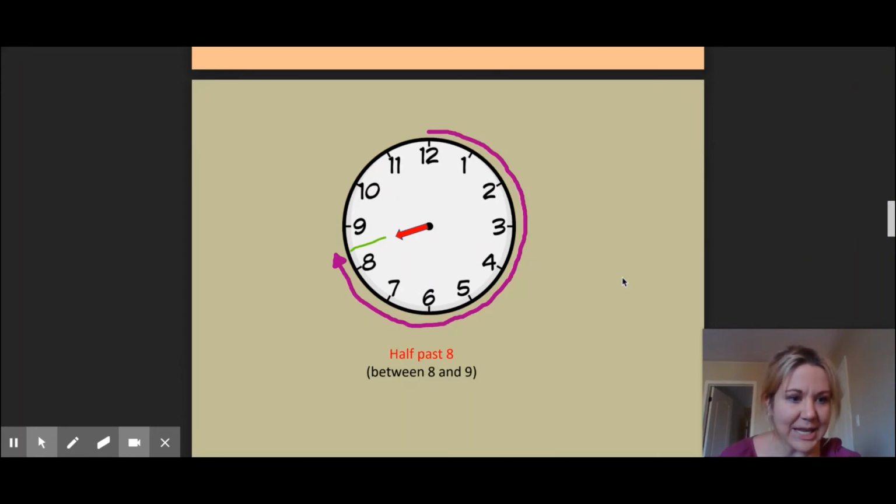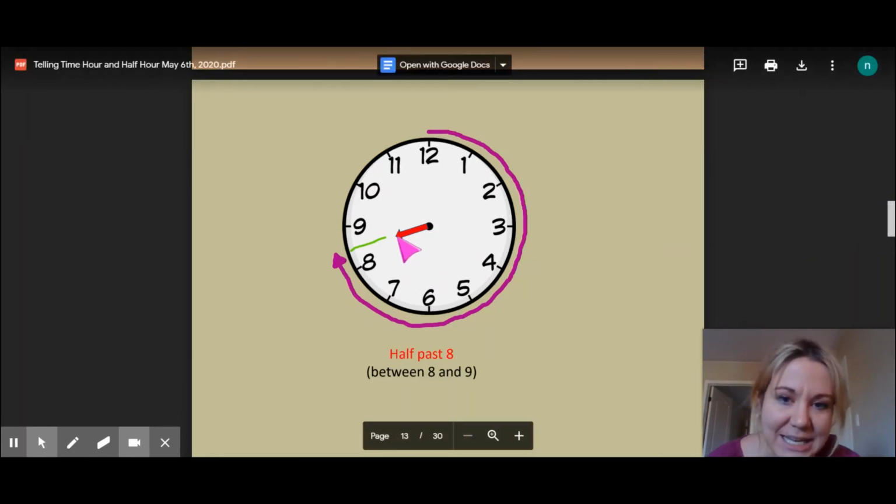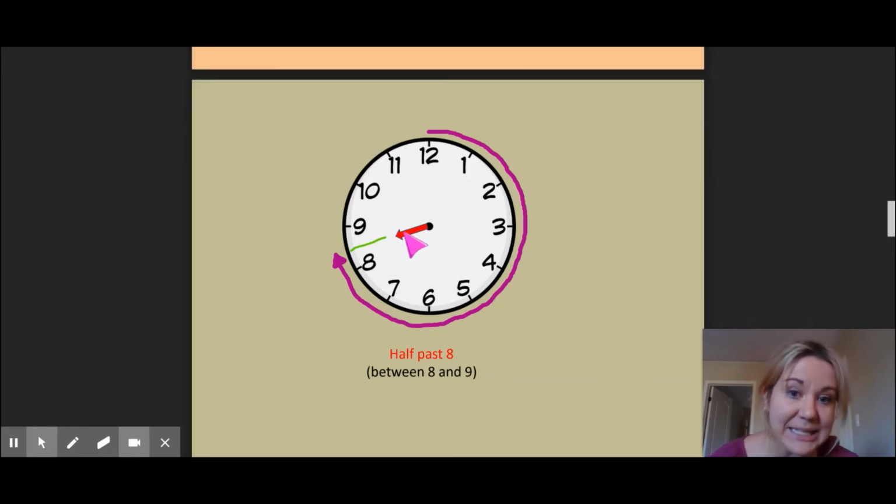All right, do you think you can do this one? Okay, let's see. So the hour hand here, we can see is pointing halfway between two numbers. Which two numbers is it pointing halfway between? That's right, it's between the 8 and the 9, okay? It's between the 8 and the 9. So because it's halfway between two numbers, it's half past, okay?